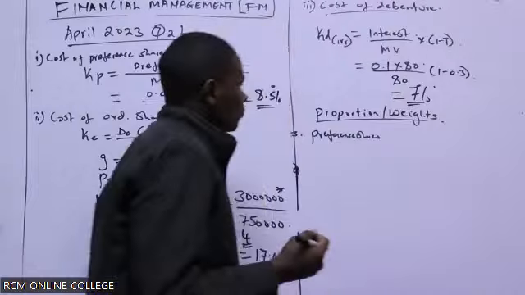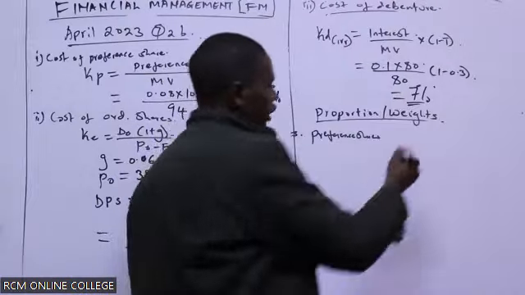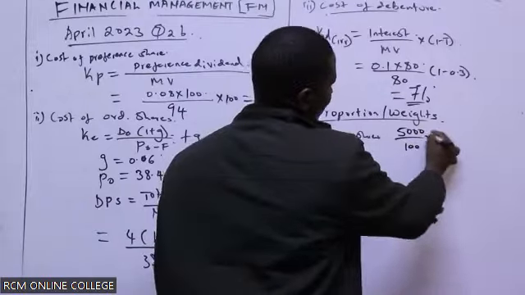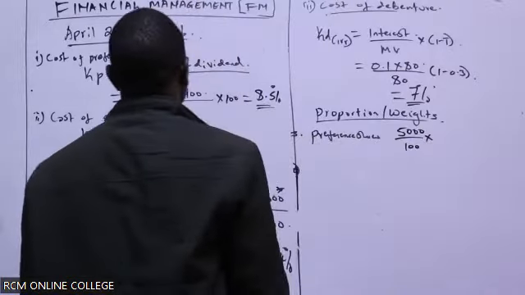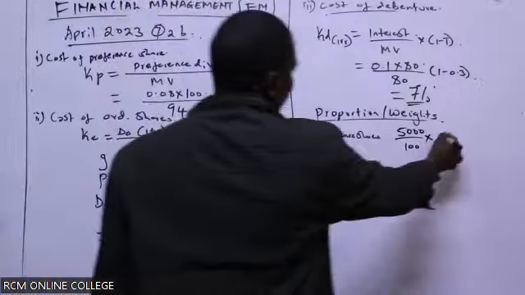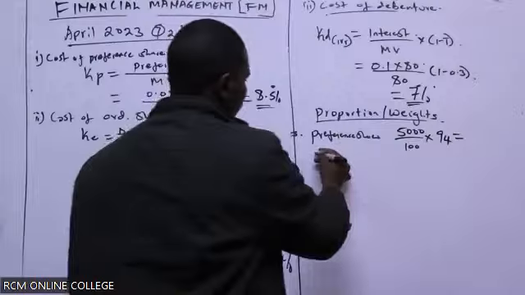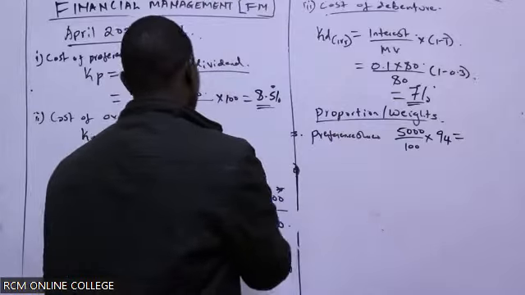Haya, preference share tuko na 5,000 pale. Par value ni 100 and market value tuko nayo hapa. Iko wapi preference share? Market value 94. Haya, pate something. Then twende kwa next one, hii ordinary share.